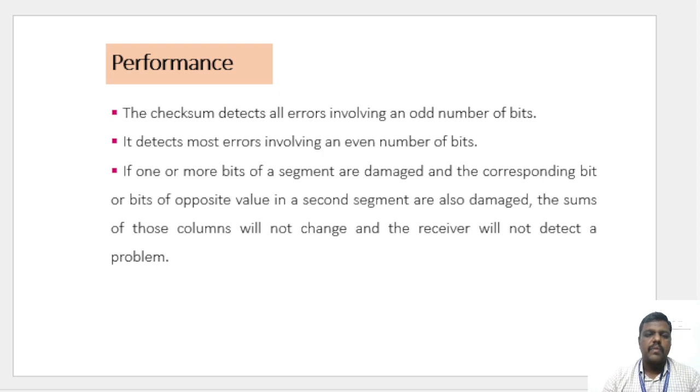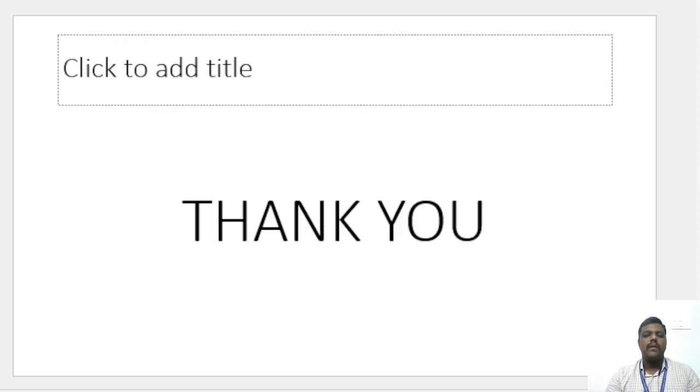So with this we have covered all the error detection methods: LRC, longitudinal redundancy check, vertical redundancy check, the checksum, as well as the cyclic redundancy check. These different methods of error detection have been explained thoroughly, and you can go through this video to know more about error detection methods. Okay, thank you.